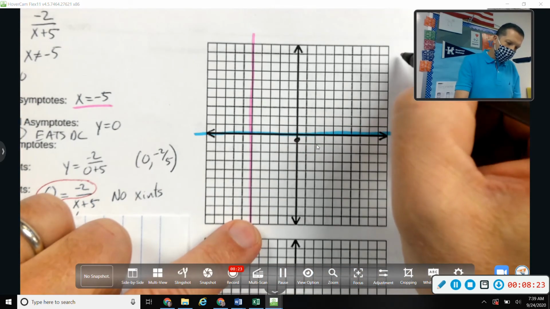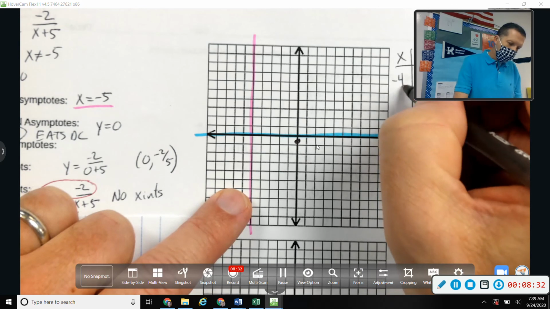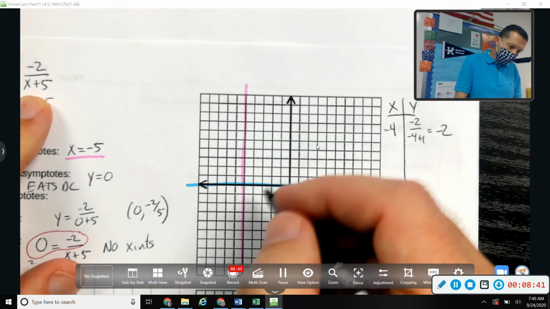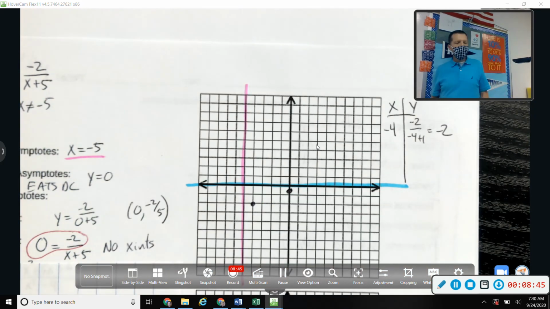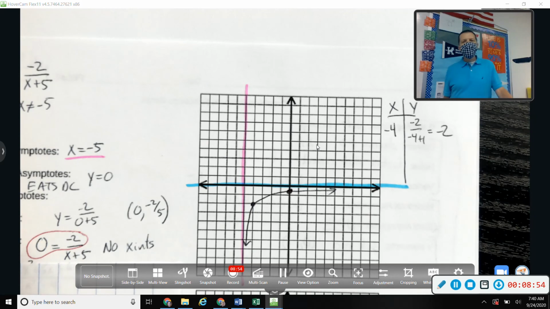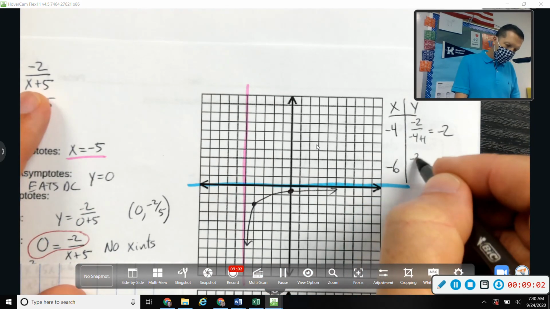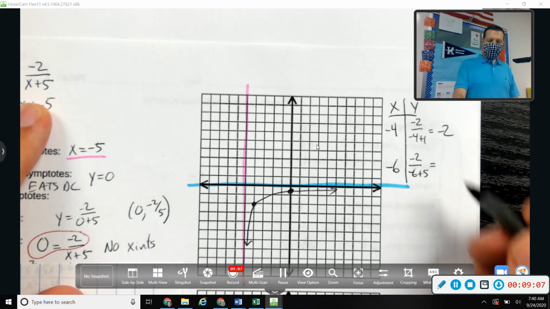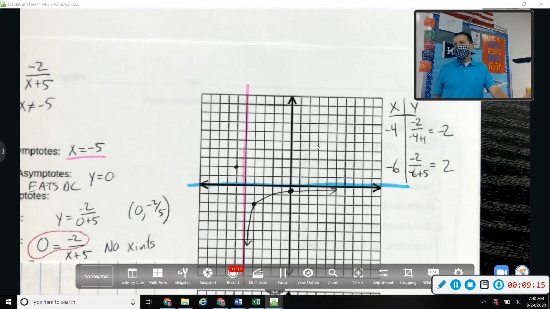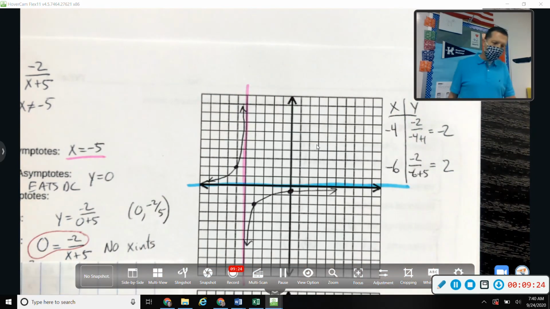Although I don't have to do a point on that branch, I'm going to do one more point to see exactly where it lands over here at x equals negative 4. So at negative 4, my y value is negative 2. Now I definitely know what's going on the right-hand side. But I've got nothing on the left, so I definitely need a point over here. So let's do negative 6. Negative 2 over negative 6 plus 5. That would be negative 2 over negative 1. So 2. And again, only one point is required. If you want to graph more because you want to make sure you know what's going on, then go for it. But I feel confident with one point, knowing what that graph looks like.